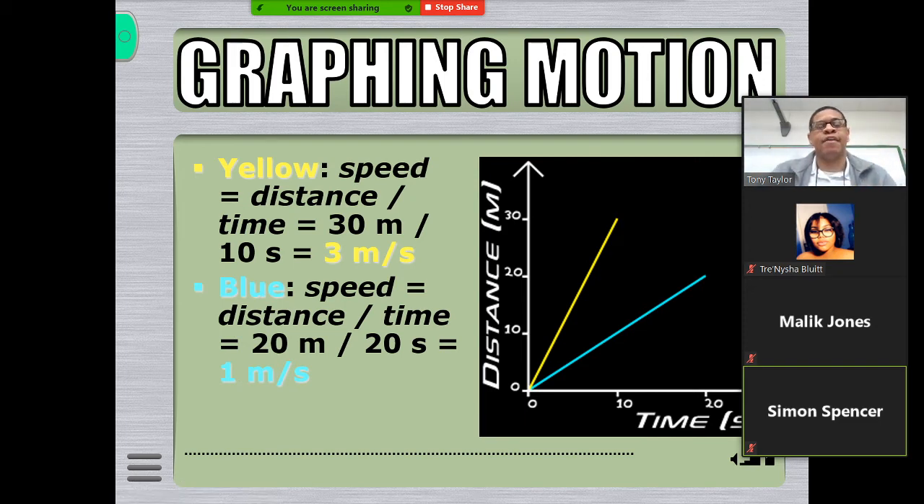Guys, remember this, how to calculate slopes, because on your assignment that I will post tonight, or later on in the day, you will have to do computations with slopes on a position time graph.